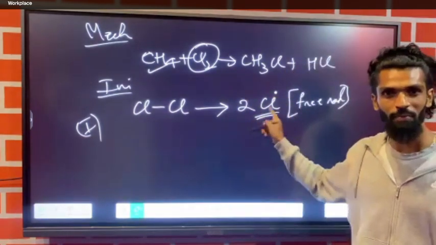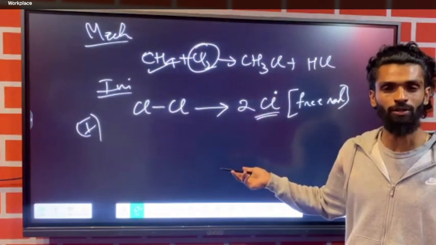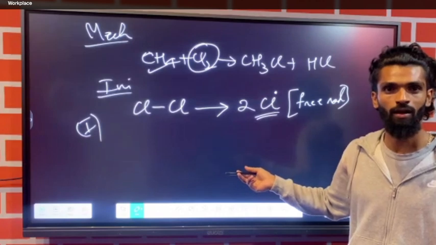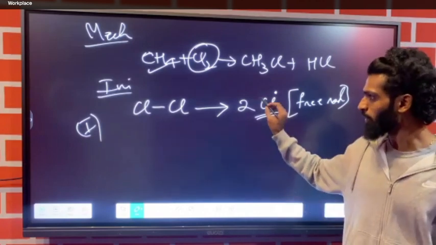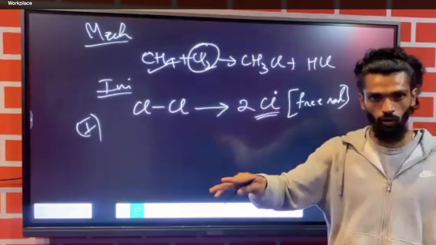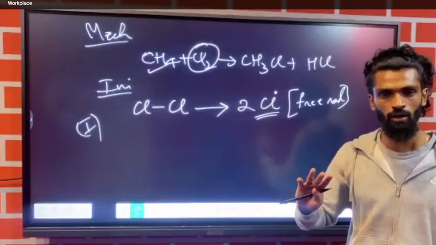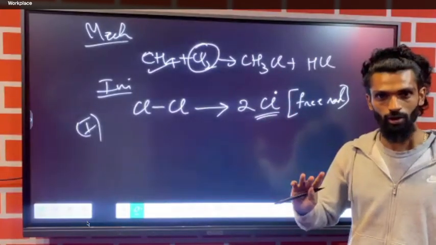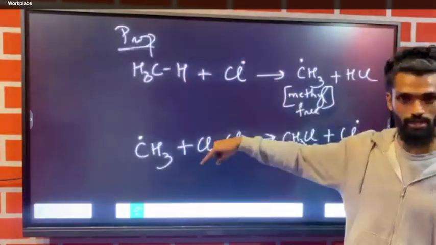Do we have any doubt in this step? Yeah, that step only. There are two chlorines which broke down and formed two chlorine free radicals. Understood? That's all. In step 2, we want two answers, guys.